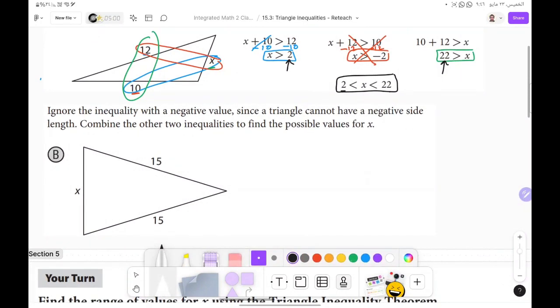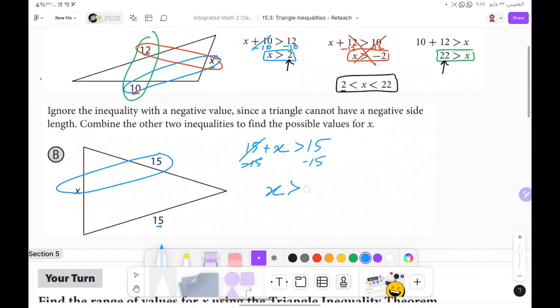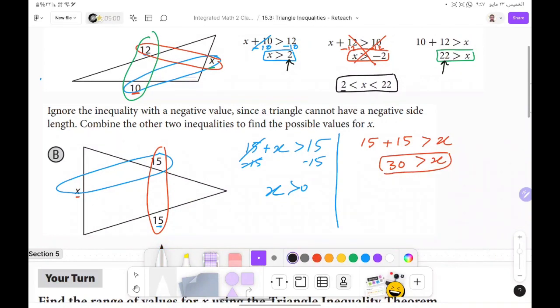Okay, let's do this question now. First let's take 15 with x. So 15 plus x greater than the third side. Now minus 15 from both sides. So x is greater than 0. Now let's take the other one. So 15 plus 15 greater than x, which is equal to 30 greater than x. Now if I ask you to write the interval from the smallest to the largest, so 0 less than x less than 30. Okay? I hope you understand this one.